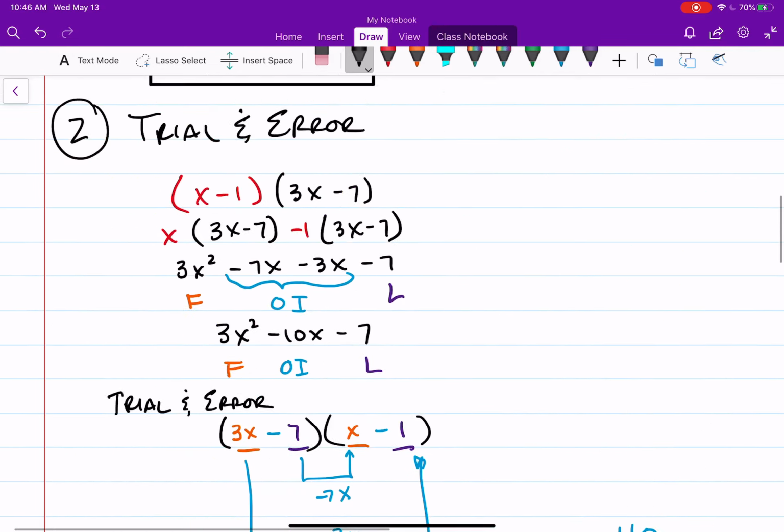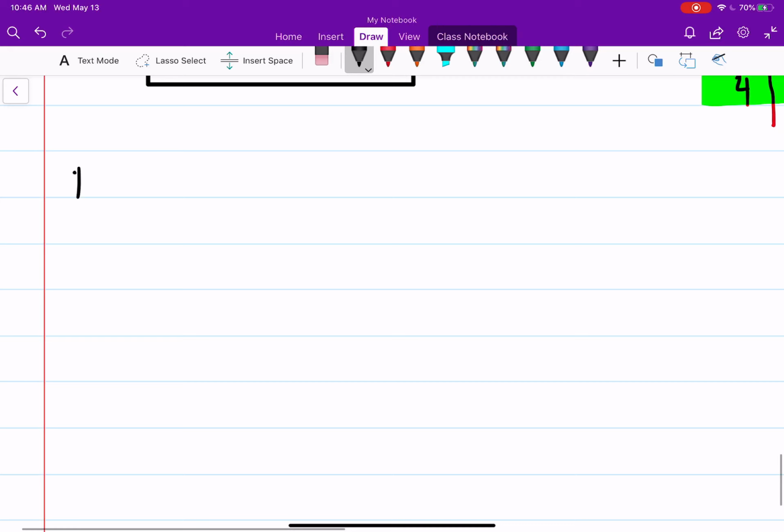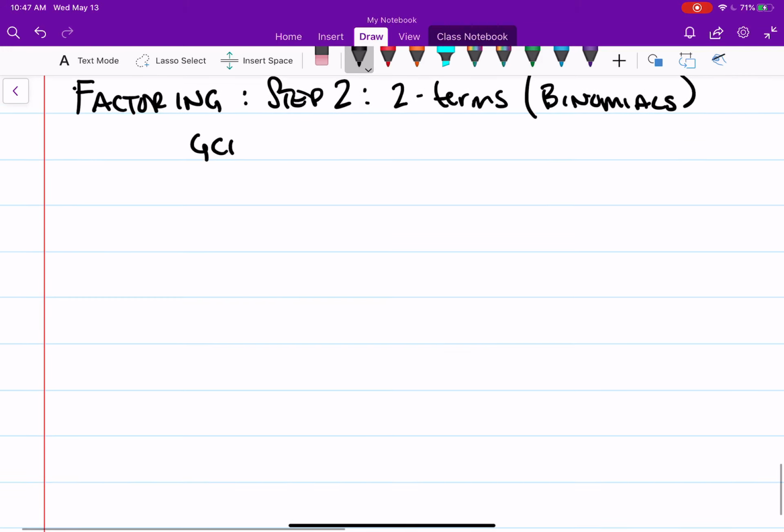All right, so factoring, let me see what the title was. I want to stay consistent. So it's going to be factoring. Step 2. 2 terms. Okay, so far we've done 4 terms, 3 terms, now 2 terms. Okay, 2 terms are pretty easy. So these are binomials, right? So obviously you have the GCF, which is step 1. Okay, but after that, you have to ask yourself the question.